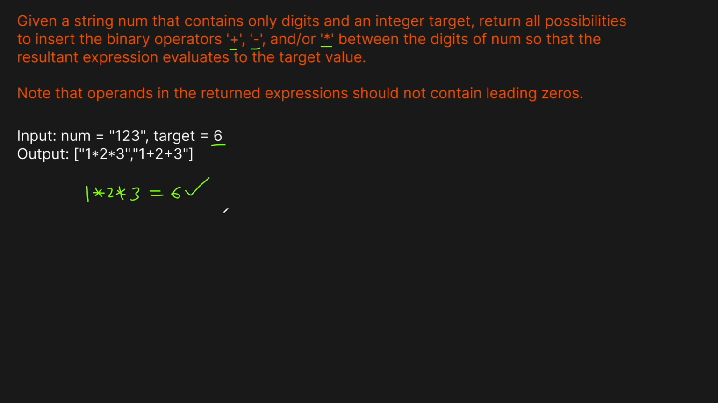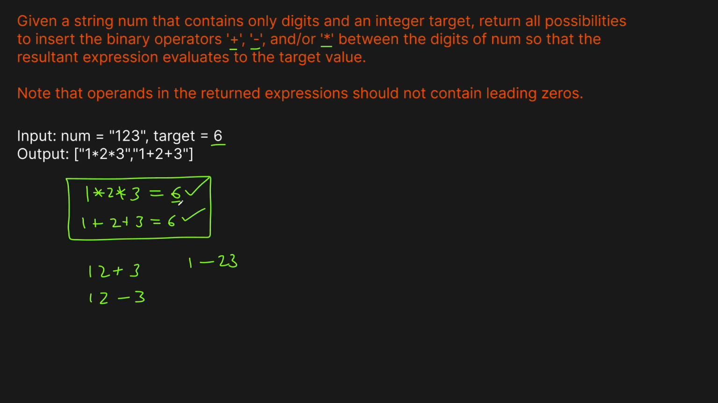And what could be another solution? Well, actually, if we add all the values, we can also get 6, right? So we can get 1 plus 2 plus 3, and this equals 6. And note that even though we're using single digits here, we could actually do something like 12 plus 3. We could do something like 12 minus 3. We could do 1 minus 23. So we're not bound to just using a single digit, right? So essentially what we want to do is figure out all of the ways that we can actually get our target value here.